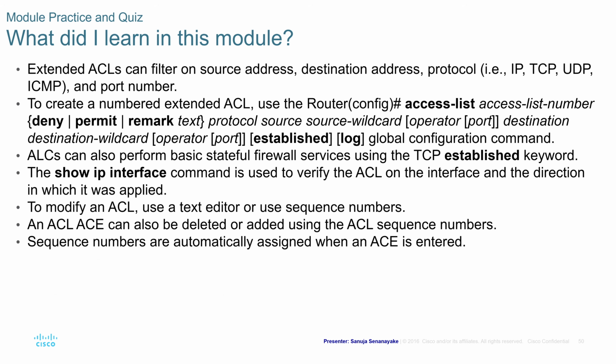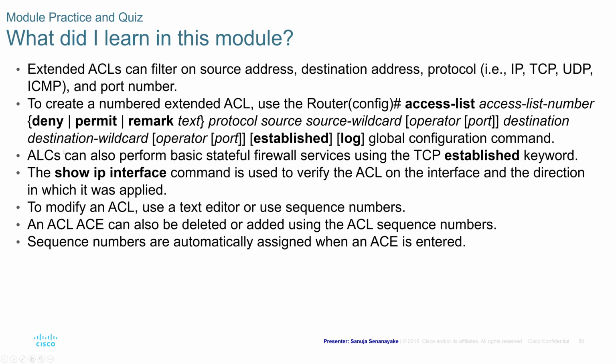We learn about extended ACLs that can be used to filter source address, destination address, and protocols such as IP, TCP, UDP, ICMP, HTTP, etc., and the port number. So that's the primary advantage of using an extended ACL as opposed to a standard ACL. We learn how we can create a numbered extended ACL by using the access-list command and the options associated with that.